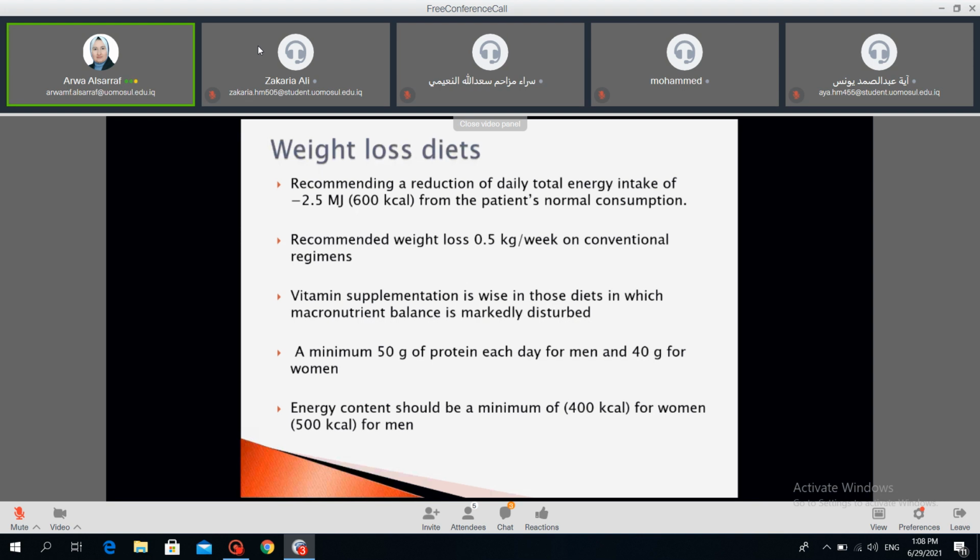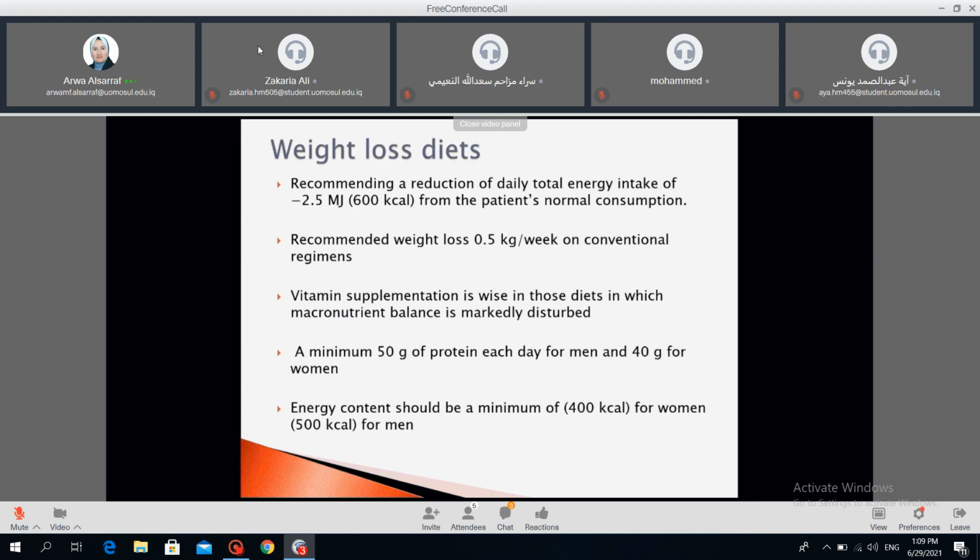That means about 2 kilograms per month. It should not be very rapid. Some diet programs reduce weight rapidly, 2 kilograms per week, which is really very fast and may be dangerous to the patient. So the recommended is slow loss, which will maintain the body weight better than rapid loss, which will also return rapidly.